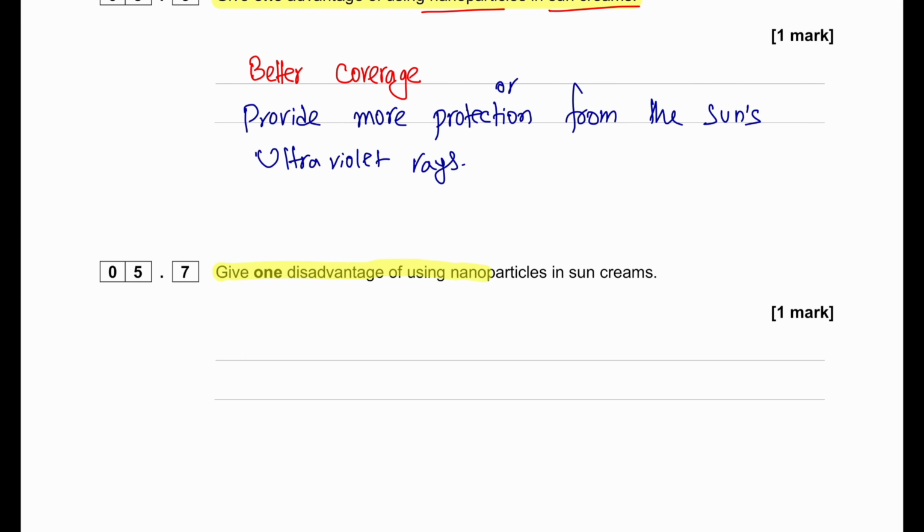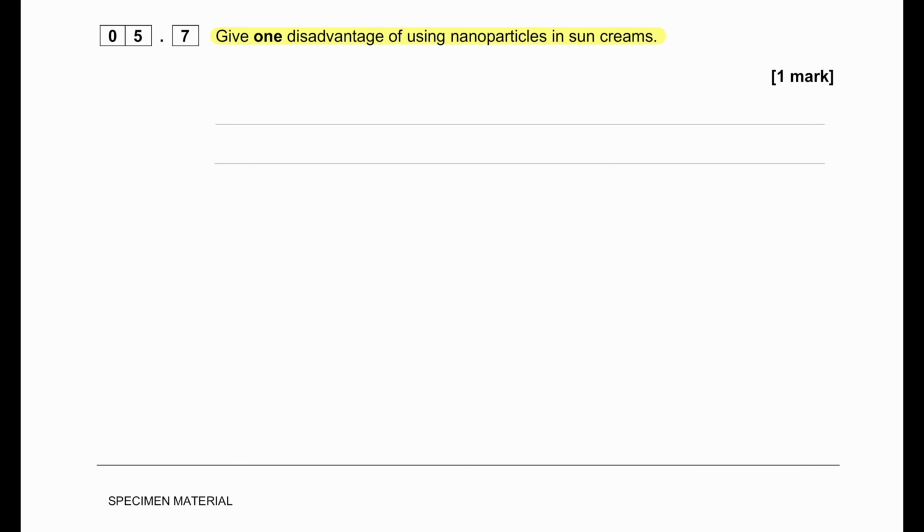Give one disadvantage of using nanoparticles in sun creams. The disadvantage is that the nanoparticles can easily penetrate the skin, so there is potential cell damage to the body. And when the cream is washed from the face, the nanoparticles enter the ecosystem and get absorbed by fish gills and other things, so it is harmful for the environment.